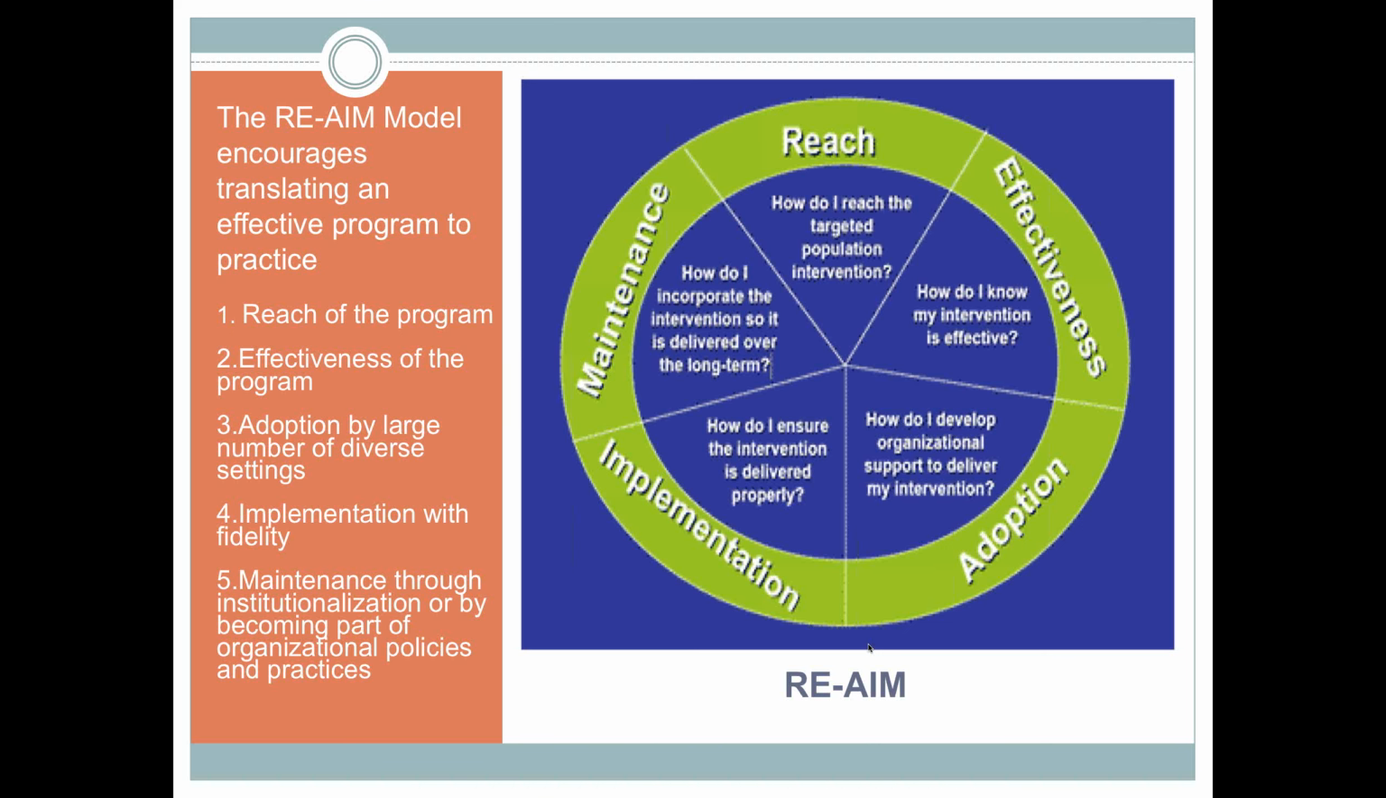Implementation focuses on how do I ensure that the intervention is developed properly as it moves into these different settings. What's the best way to replicate an effective program so its effects don't decay as you move it, and disseminate it more broadly. And then finally, you're focused on maintenance through institutionalization or becoming part of organizational policies and practices. So these are things where you could take the activities in your program and convert them to Medicaid categories of services so that the services can be billed ultimately and it becomes a sustainable program over time.